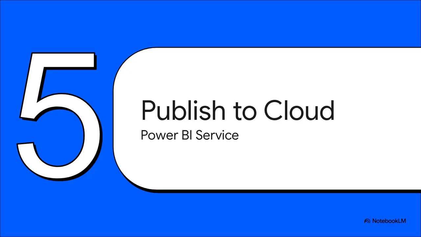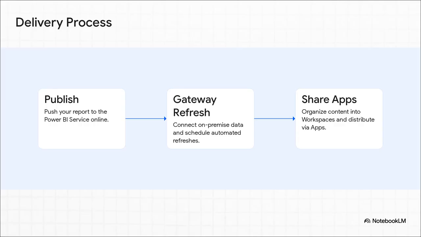Up next, Section 5, Publishing to Cloud Service. Your masterpiece is finally ready, so it's time to get it out to your stakeholders using the cloud. This is basically a straightforward 3-step delivery process to keep your team looped in with the very latest insights. First up, you hit Publish to push your local file up to the Power BI service online. Next, you set up a gateway. This connects your on-premise data up to the cloud so you can schedule automated data refreshes, because nobody wants to look at stale data, right? Finally, you bundle all this content into workspaces and distribute it to your users securely via apps.